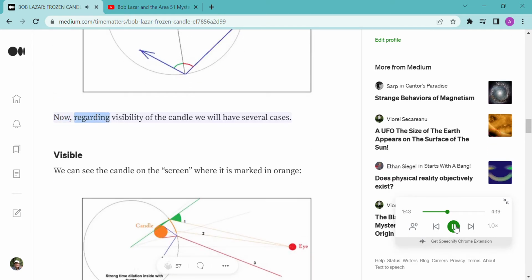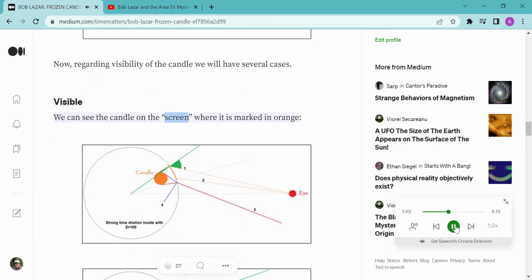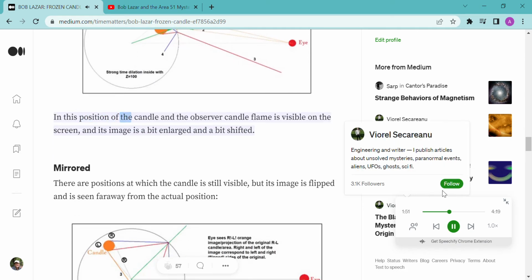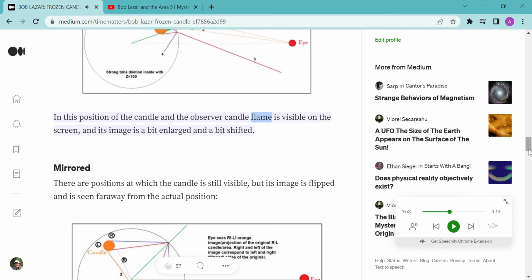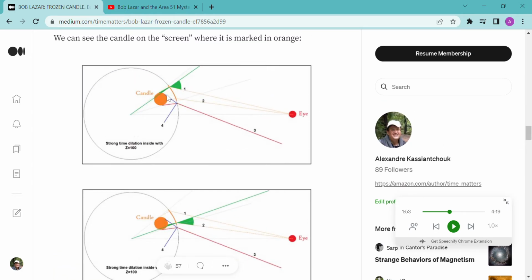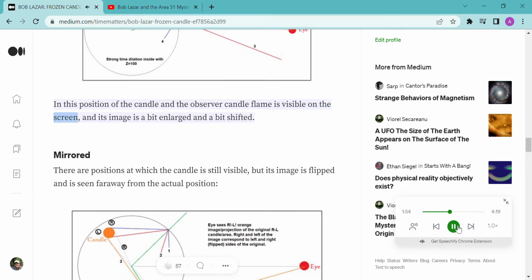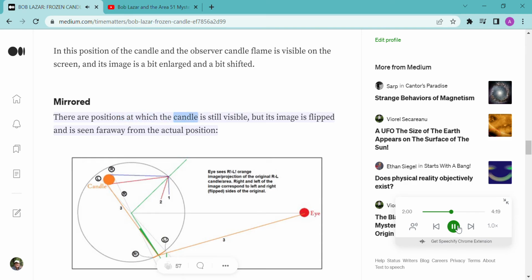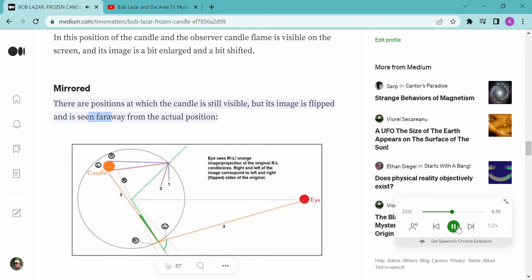Now, regarding visibility of the candle, we will have several cases. Visible. We can see the candle on the screen where it is marked in orange. In this position of the candle and the observer, the candle flame is visible on the screen, and its image is a bit enlarged and a bit shifted, mirrored. There are positions at which the candle is still visible, but its image is flipped and is seen far away from the actual position.